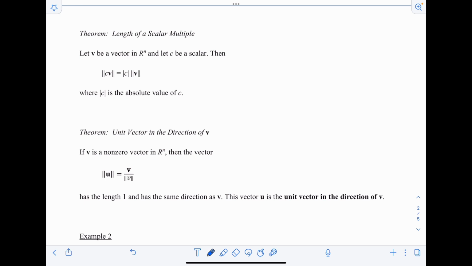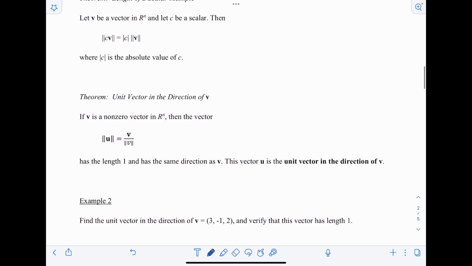And this idea that if I have a vector v and c is a scalar, then whether I multiply the vector first by the scalar and then find its length, or find the length and then multiply by the scalar, it doesn't matter. Order does not matter here. So that in and of itself isn't all that earth-shattering or important, but it does lead into the second theorem that we've got here.